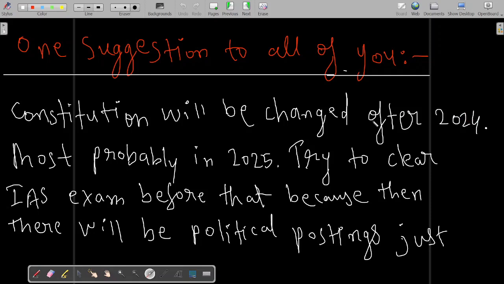After 2024, will it be changed in 25? Will it be changed in 26? Will it be changed in 27? That I do not know. But after 2024, the Constitution will be changed. That's for sure. That's what I know. Most probably in 2025 the Constitution will be changed.